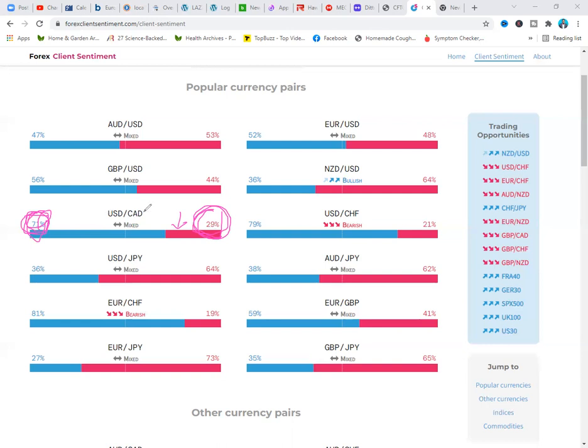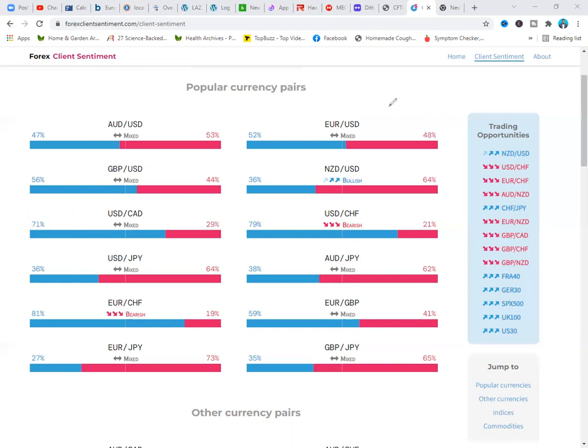So USD CAD, if you sell USD CAD, you are sure that you are in the minority, which is 29%. So if the banks want to move USD CAD, you are sure that they will bring the direction to your direction. And when they bring it to a sell, it means you will make profit. But if you join the majority, 71%, it means that when the banks move USD CAD to the minority, you will lose because they will go sell whilst you are in the buy.